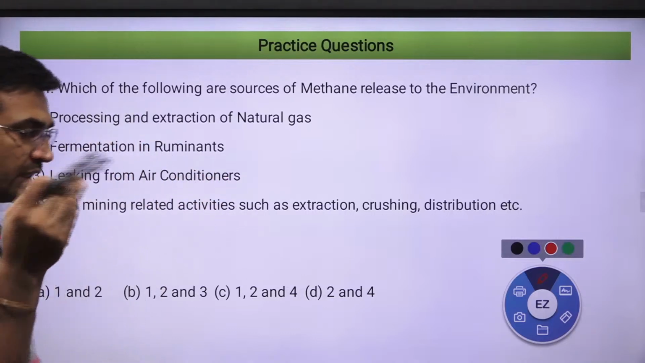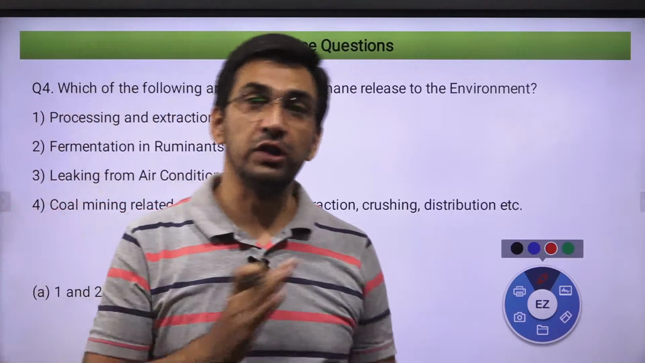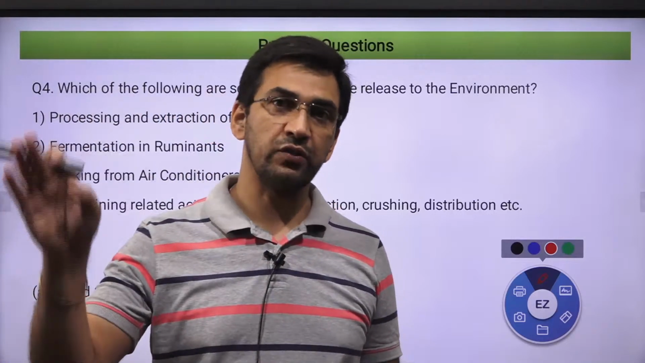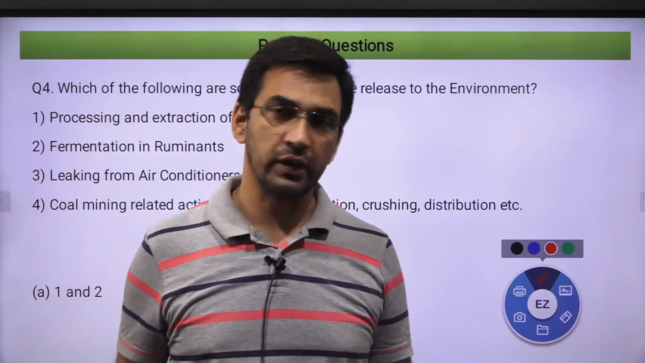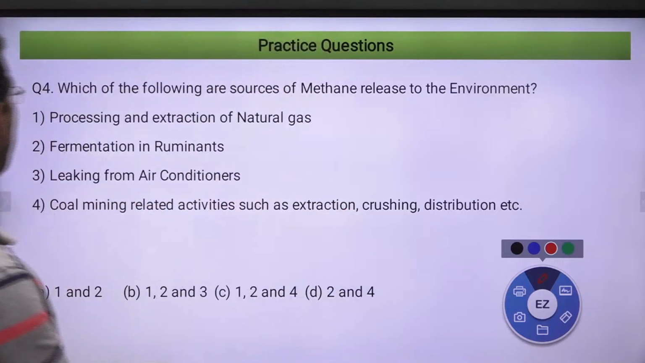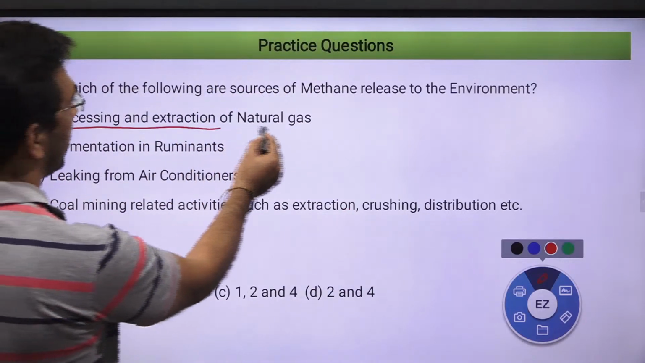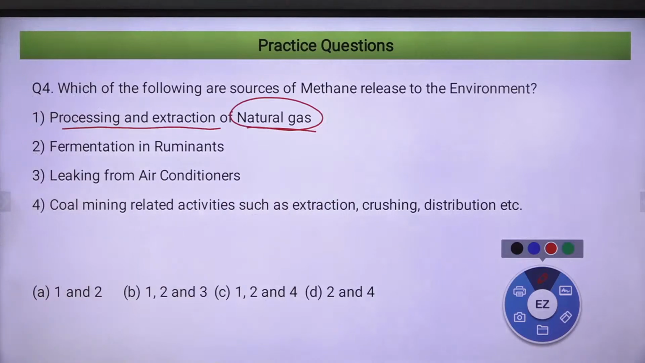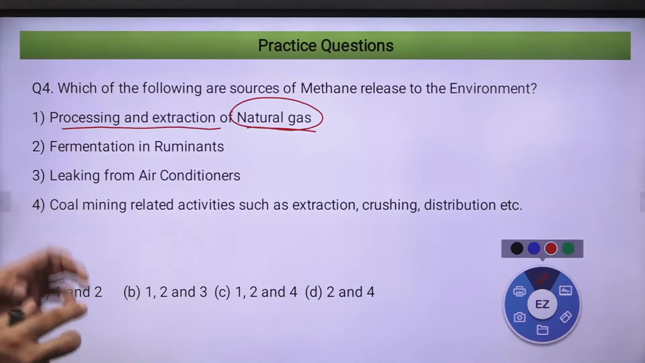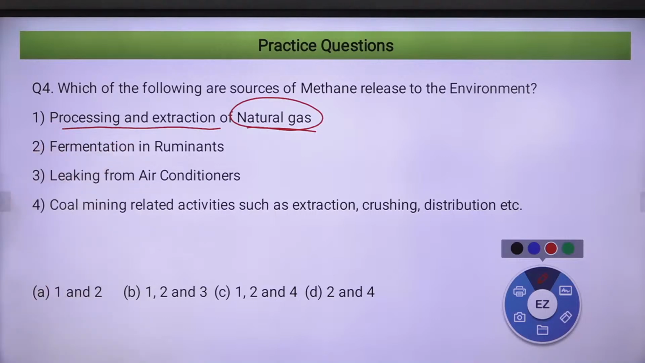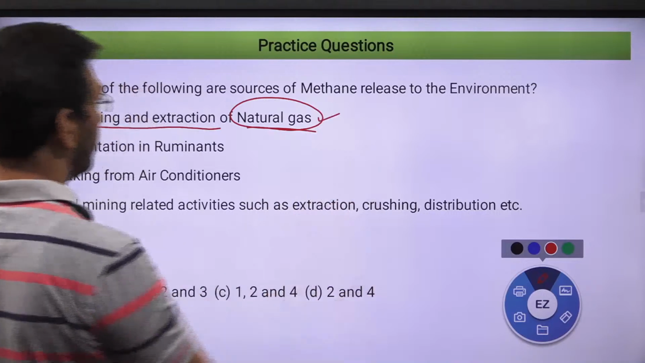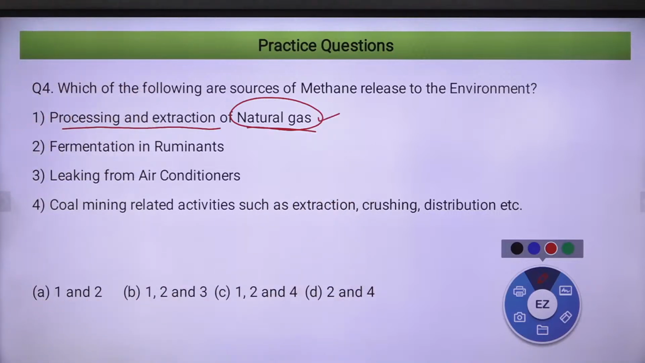See, you have to look for methane release where the generation of fossil fuel is high. In those locations where you have fossil fuel, you are going to find methane also. For example, processing and extraction of natural gas. Obviously, where you have natural gas, methane is also one component of that in small amount. So methane is released from natural gas.